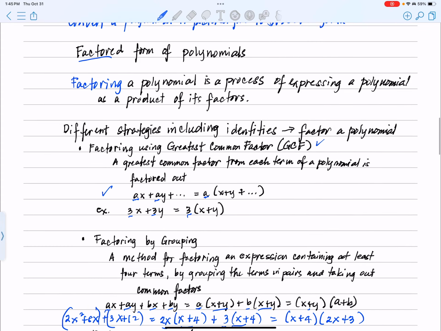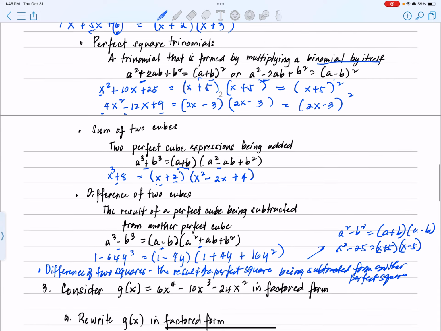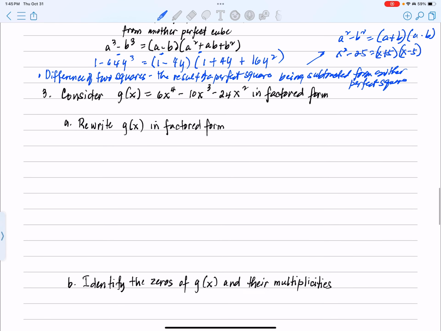Different factoring using the greatest common factor, GCF. Because I was looking at here 6, 10, 24. So there is a common factor between the three terms. So I think I could do factoring out by 2. I cannot do by 3 because 10 cannot divide by 3. Okay? And how about the x?